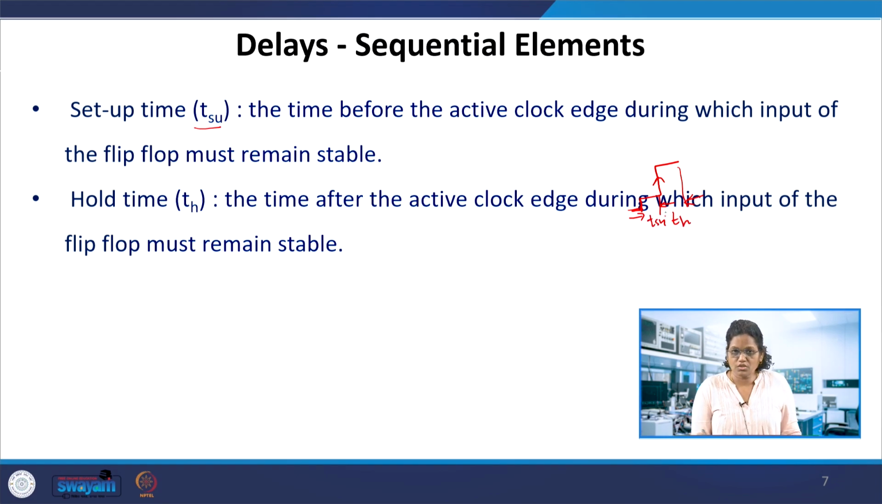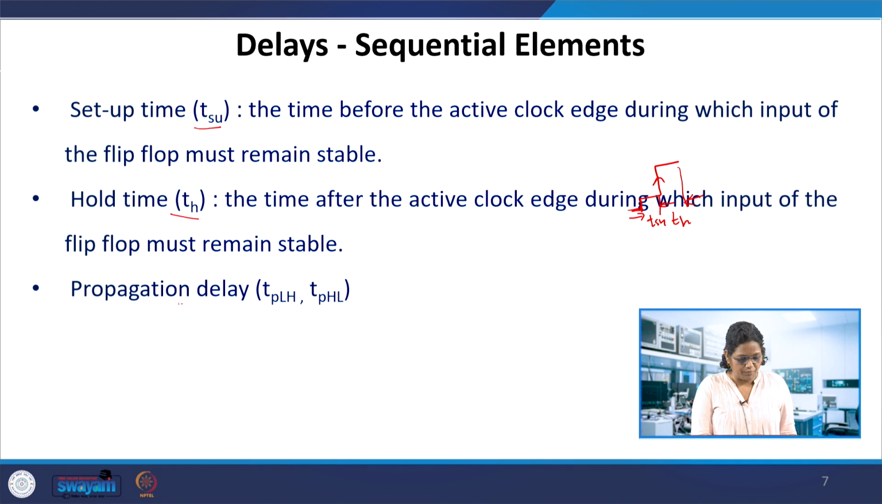And for latches, it is a slightly different definition: instead of a clock edge, once the clock has become active, for how much time the data should not change, that is, be stable. And after the clock has become inactive, how much time the data should remain stable. So setup time and hold time are the important parameters in sequential elements, which need to be taken care of in the design as well.